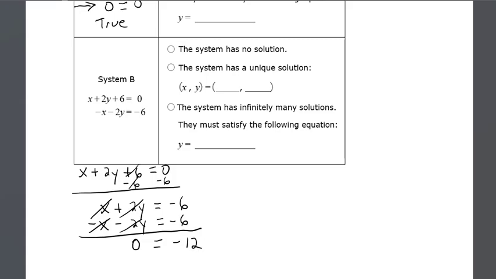So again, all my variables have been eliminated, so I look at this statement. Does 0 equal negative 12? And the answer is, of course not. So since this isn't a true statement, the system would have no solutions.